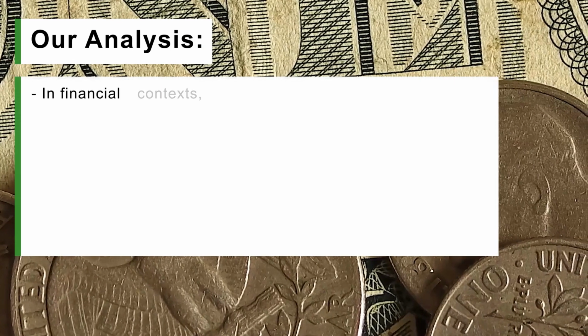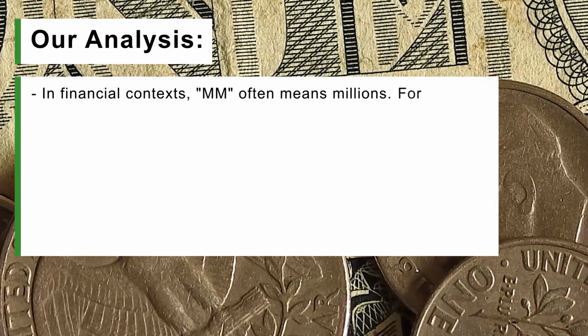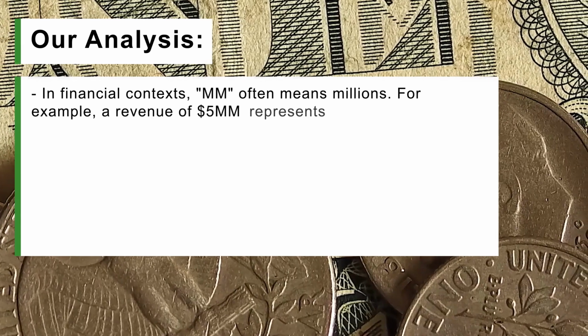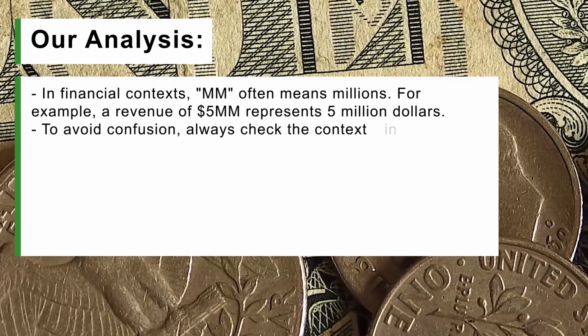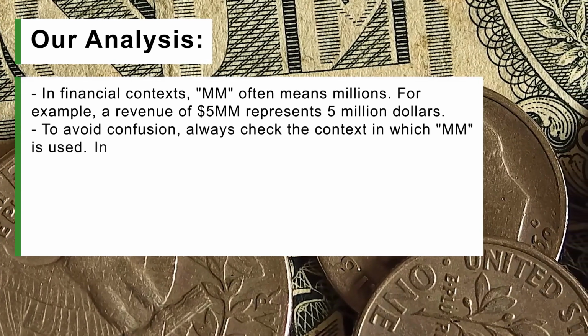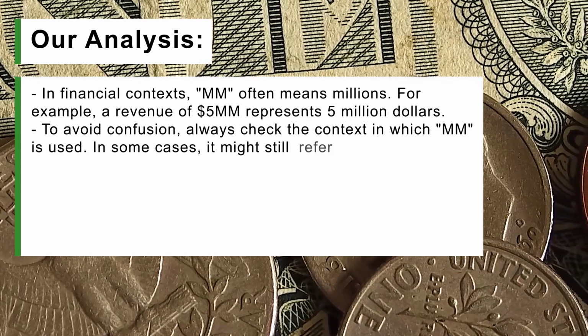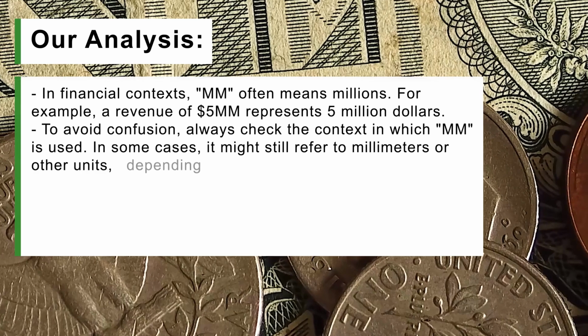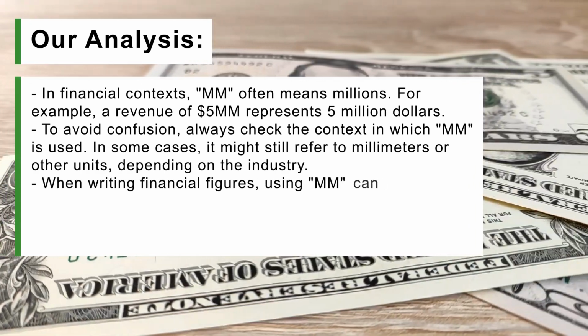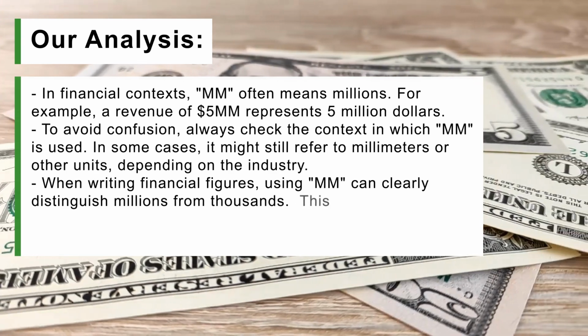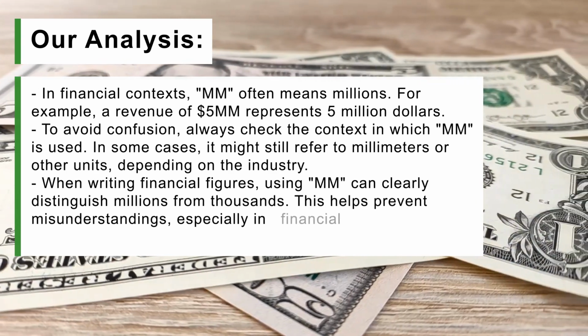Alright, now that we've seen what the community had to say, here's our take on this question. In financial terms, it typically stands for millions. So when you see something like $5, it means $5 million. It's important to look at the context though, because in some industries, it might still mean millimeters. Using it in financial documents helps clearly separate millions from thousands, avoiding any confusion.